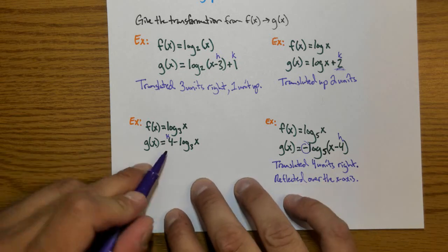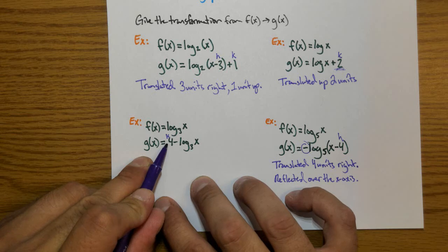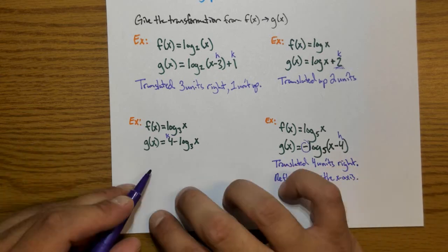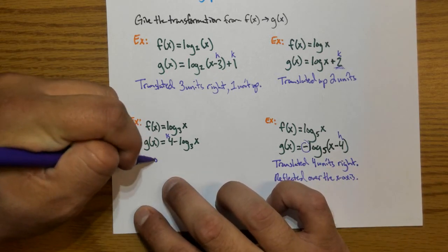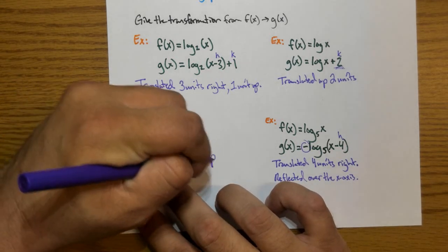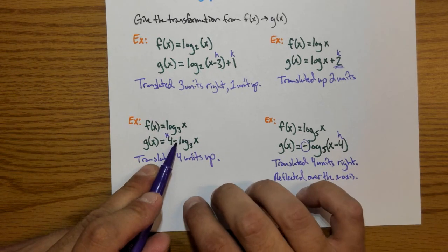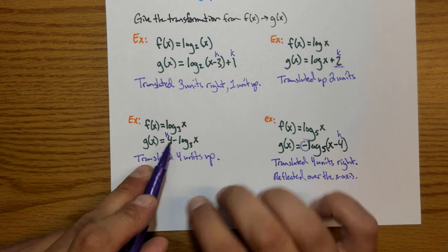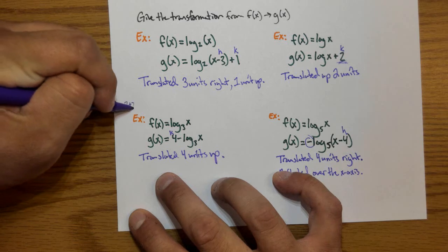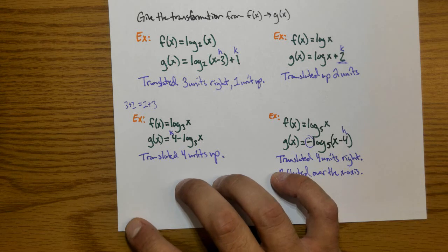So let's talk about translated. Well, this is translated up 4 because I know there's not a plus in front, but there should be a plus. I mean, it's an invisible plus. So we could say it's translated 4 units up. And just because the 4 is in front of the log, it doesn't change the graph of the function at all. It's just swapped. We can do that with numbers, right? For instance, 3 plus 2 is the same as 2 plus 3. It doesn't matter what order they're in. It's just the exact same thing.